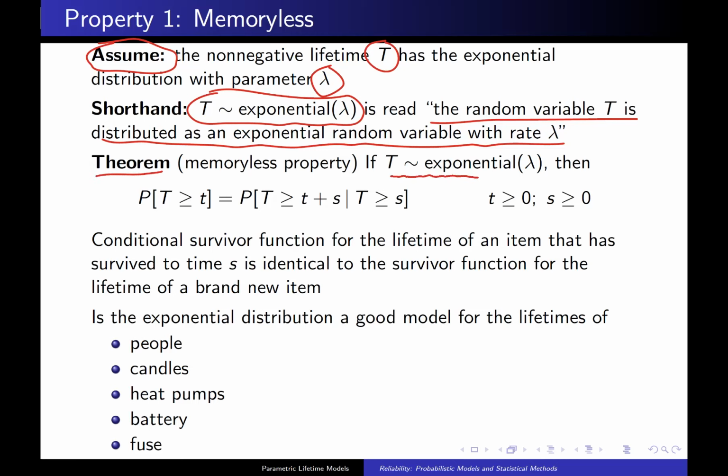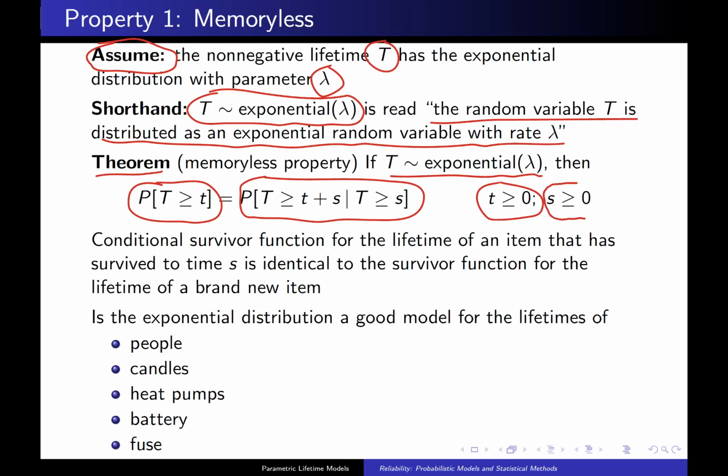If T has an exponential distribution with parameter lambda, then this left-hand side, the probability that T is greater than or equal to t, which you may recognize as the survivor function, is the same as this conditional survivor function, and that's for any positive value for t and any positive value for s. The thinking here is that the conditional survivor function for a lifetime of an item that has survived to time s is identical to the survivor function for the lifetime of a brand new item.